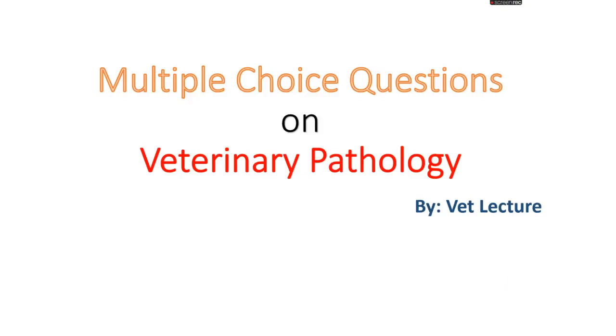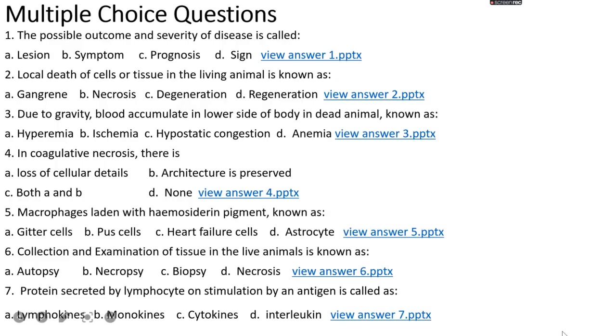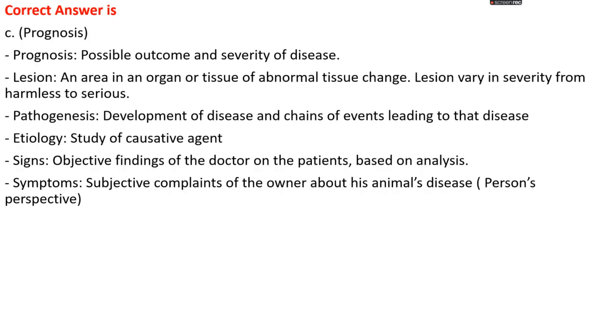Today we will discuss multiple choice questions on veterinary pathology. Question number 1. The possible outcome and severity of disease is called option A lesion, option B symptom, option C prognosis or option D sign. The right answer is option C, that is prognosis.